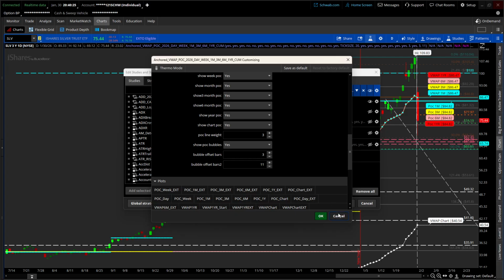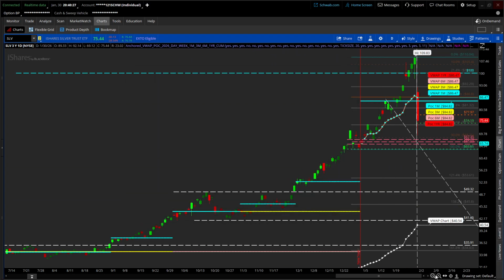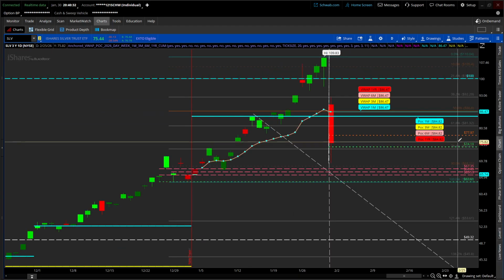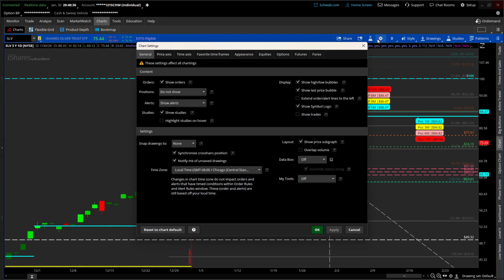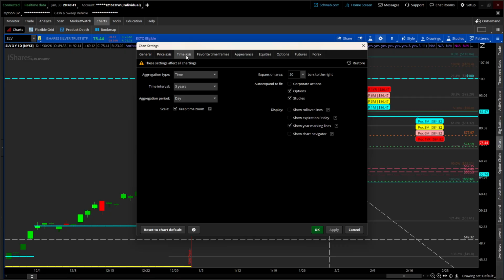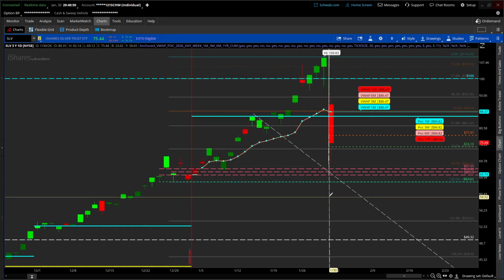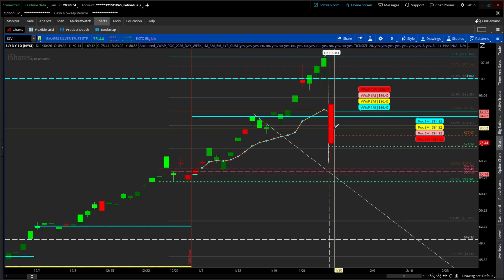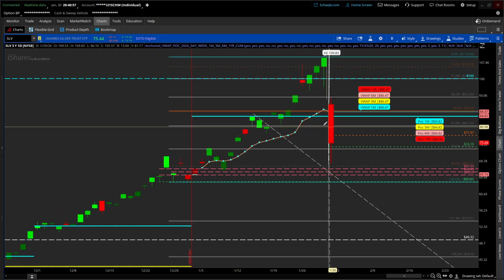So if I zoom out, you'll probably see where the bubbles are covering up price. But I have the bubbles pushed out, and when you're moving the bubbles around, you need to expand your chart area so you can actually see the bubbles as well. So this is what allows me to see 20 bars, 20 spaces ahead away from my current bar. So that's what that does right there.